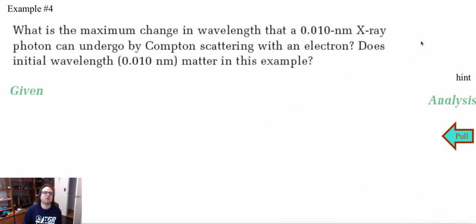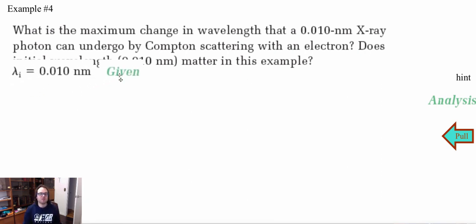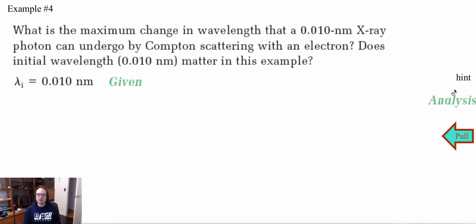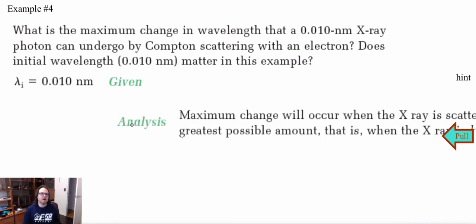Here's our last example of the day. This one here says, what is the maximum change in wavelength that a 0.01 nanometer X-ray photon can undergo by Compton scattering with an electron? Does this wavelength of 0.01 nanometers matter in this example? We're looking at maximum change. Well, here's what's given. We know the wavelength, but does that matter? But first we're going to figure out what is the maximum change.